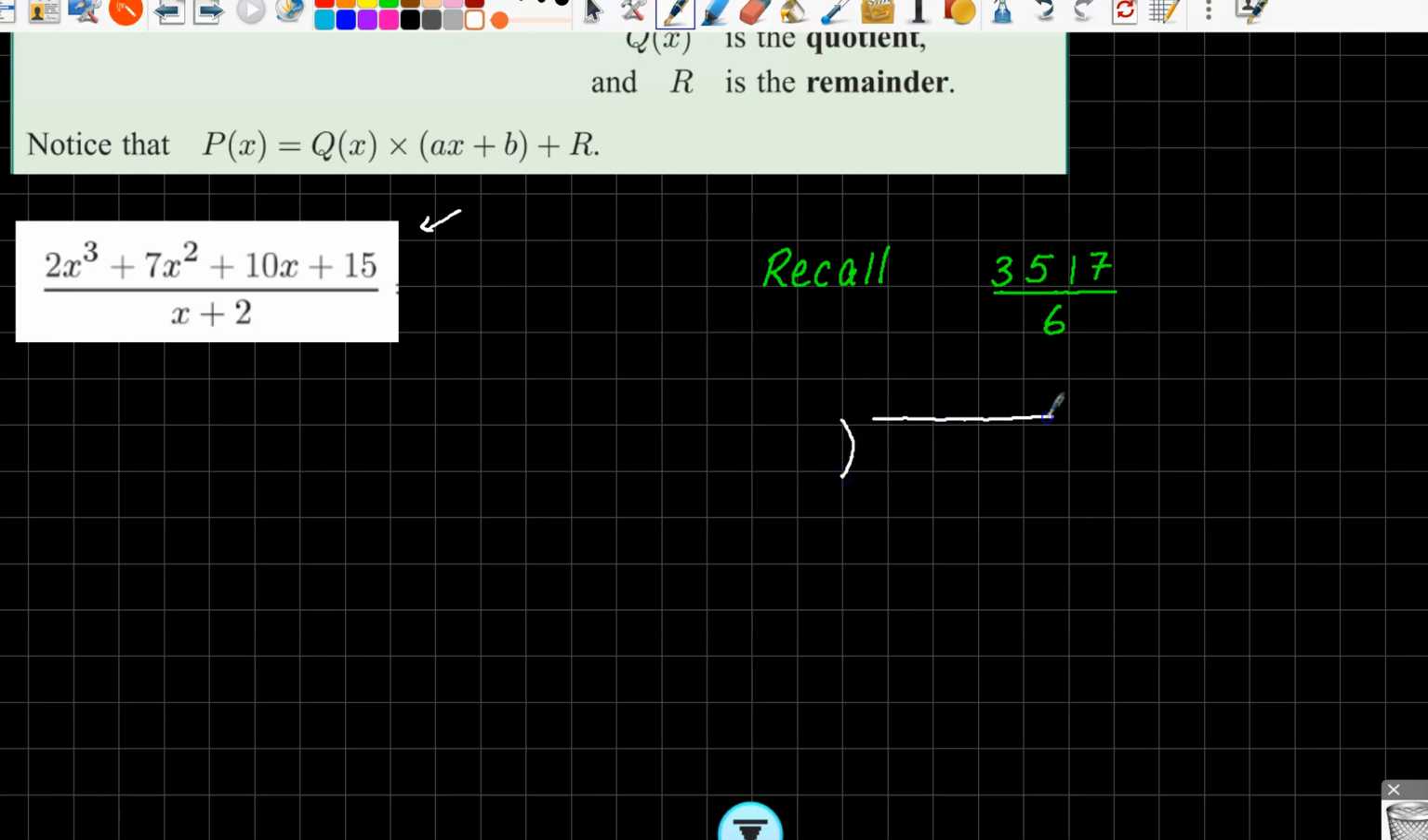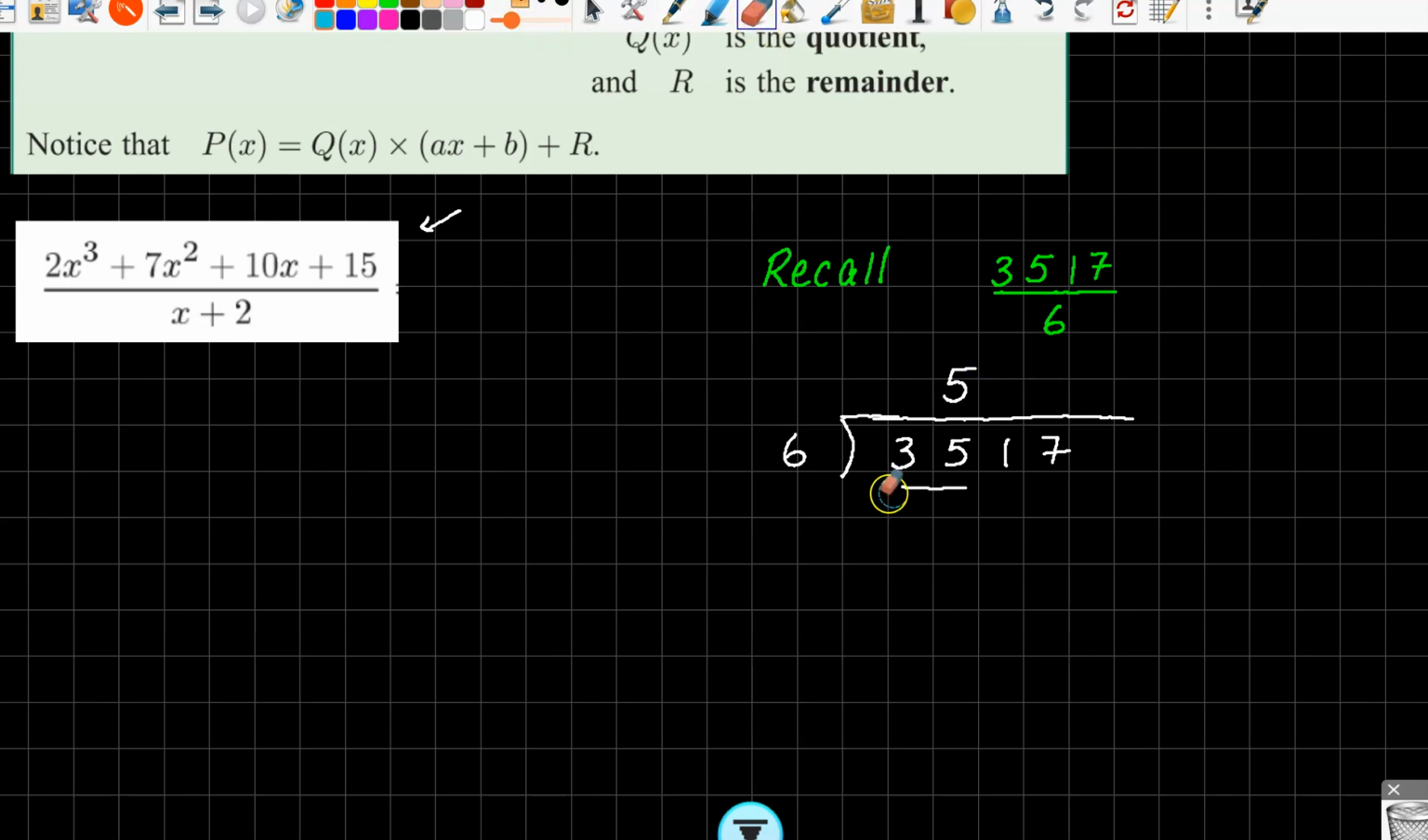Okay, so we set up our long division. We put the 3, the 5, the 1, the 7, and we pop our 6. And we ask ourselves a really important question. Does 6 go into 3? Clearly not. So then we have to say, well, does 6 go into 35? And yes, clearly it does. What do we have to times 6 by for it to go into 35? Right, and it goes in 5 times. So we pop that up there.